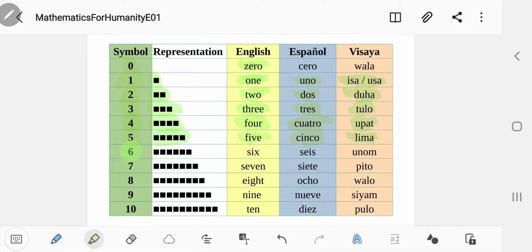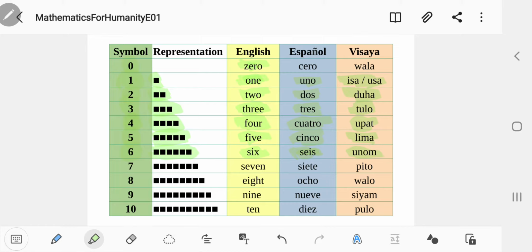I mean the symbol representing the number 6. And you have these figures. You can count the figures as 1, 2, 3, 4, 5, 6. And then in Espanol, that's seis. Sa Bisaya, it's uno.